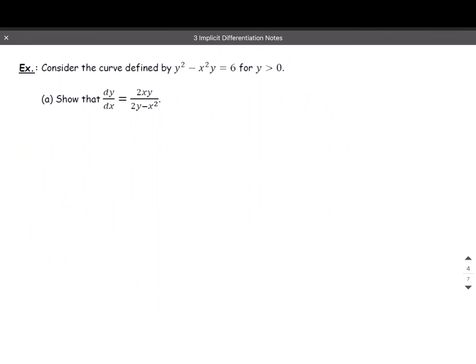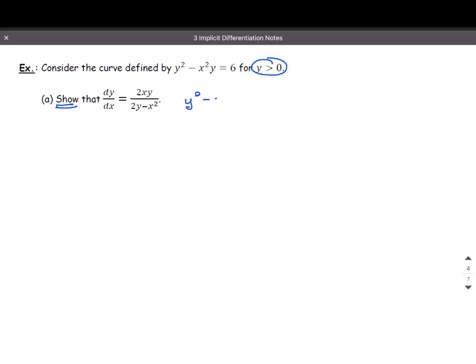Now notice they ask you to consider the curve defined by y squared minus x squared y equals 6 when y is greater than 0, and that's important. We're going to circle that. And notice it says show that dy/dx equals 2xy over 2y minus x squared. They told you the answer, and you now just have to apply the rules.